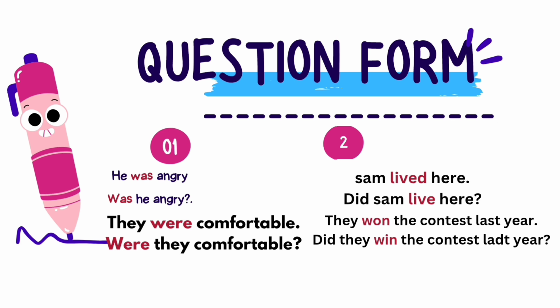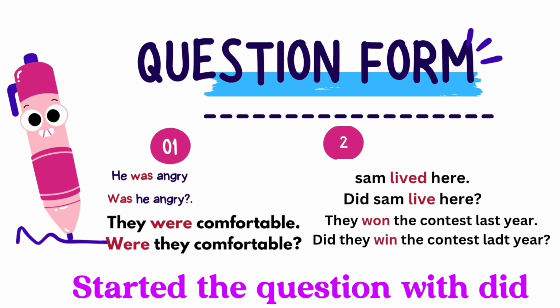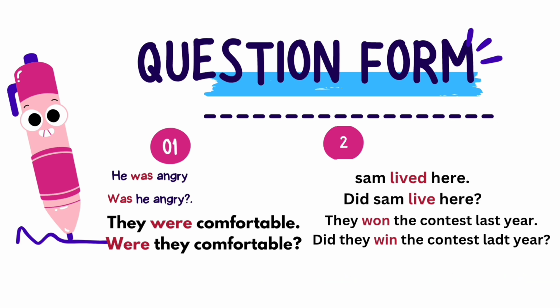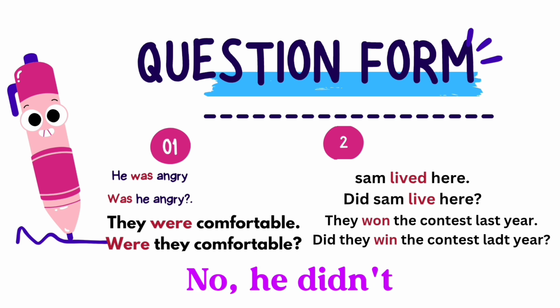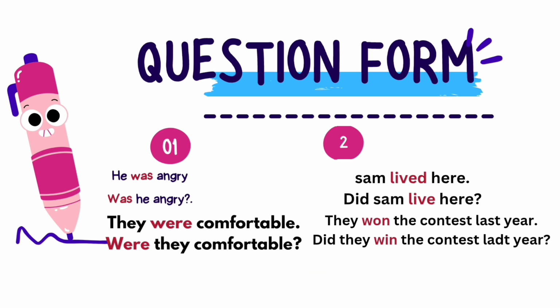However, look at the third sentence. Sam lived here. There is no be verb in this sentence. Instead, we see the action verb lived. So what we do is, no matter what the subject, we start the question with did. Did Sam live here? You'll notice that the verb no longer is in the past tense. We use the base form of the verb. Did Sam live here? You can say yes, he did, or no, he didn't. The last sentence is similar.